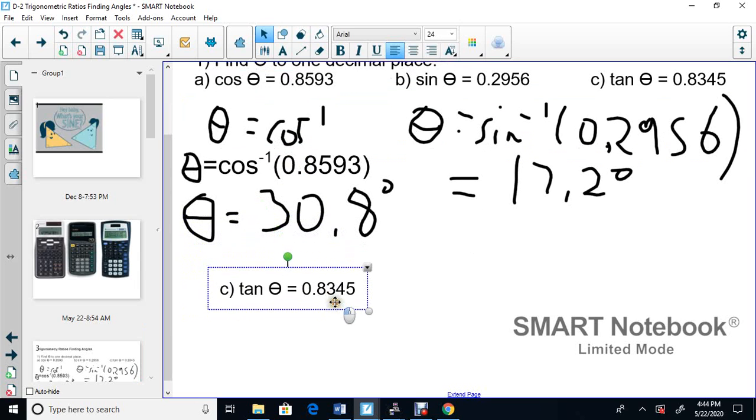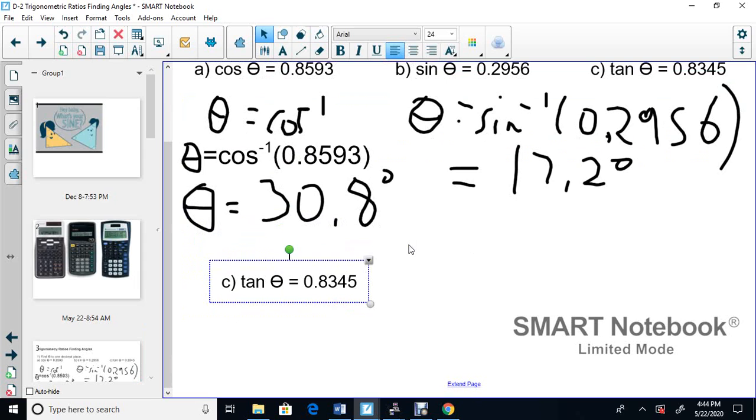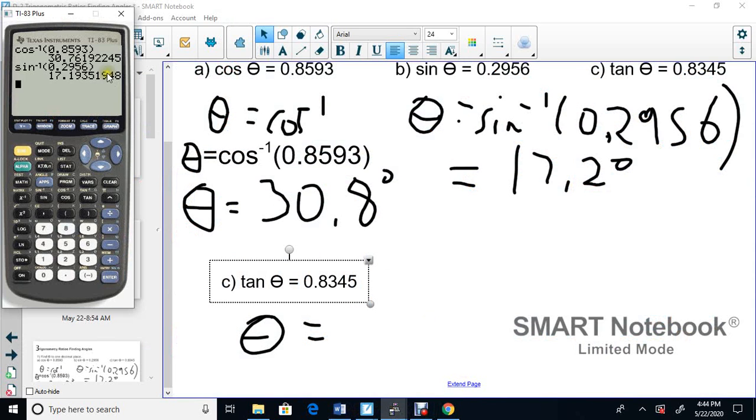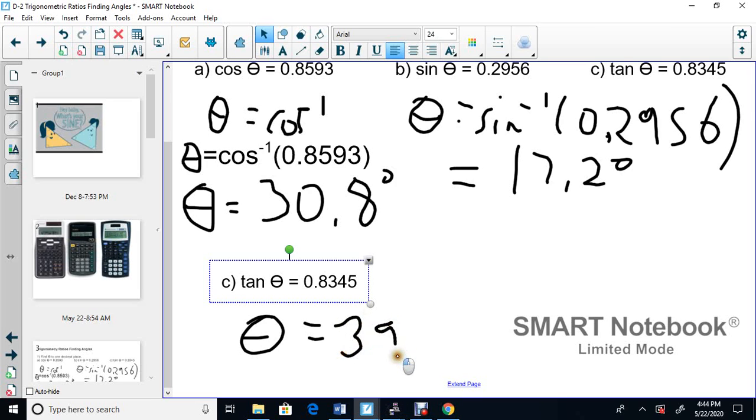So right away you can take this, and you can just write theta equals and put the answer right on the calculator. I'm going to go to the one I'm so used to using, so I'll go second tan, and I put 8, 3, 4, 5. I close the bracket and I see the nice tan negative 1, and I get 39.8 degrees. 39.8 degrees. And that's how we find angles. So today we're finding angles.